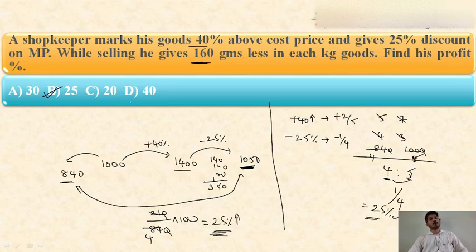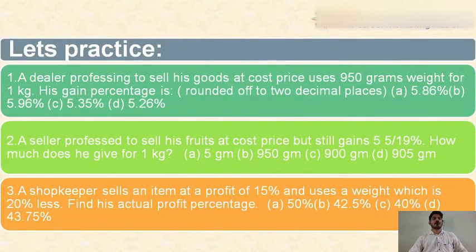So all you need to do is practice more number of questions. Either you go with this method or this method. These are very easy questions if you understand the concept here. Let us try to practice these questions based on the dishonest shopkeeper. And if you are able to solve these three questions, you will understand the concept of a dishonest shopkeeper in a clear manner. Try to post your answers in the comment section.